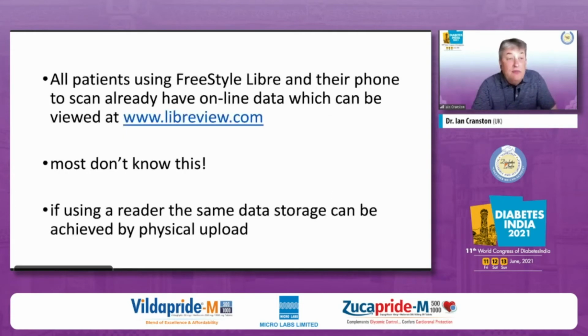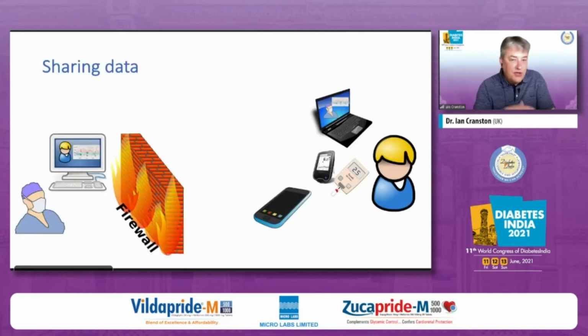Because actually everybody using a Freestyle Libre, if they're using their phone to scan it, already has online data which can be assessed and used in a clinic. Interestingly, when I'm in clinic and talking to people for the first time, most of my patients don't know that they actually have that data online and available to be reviewed. And very few of them have ever done so themselves. So I think that's really the power of the process: us making sure that we know we've got that data and start to use it routinely.